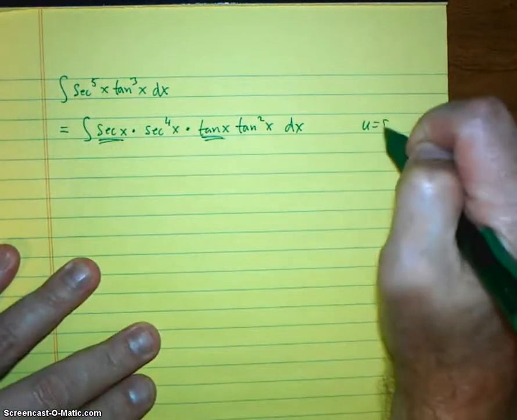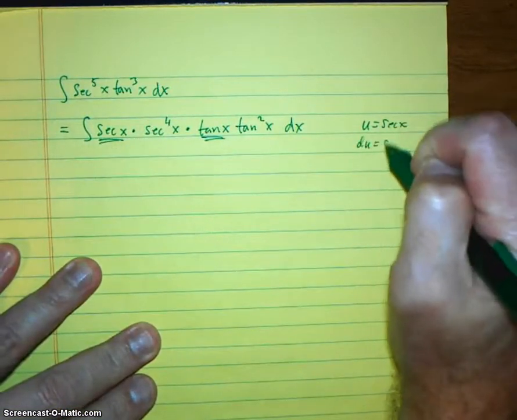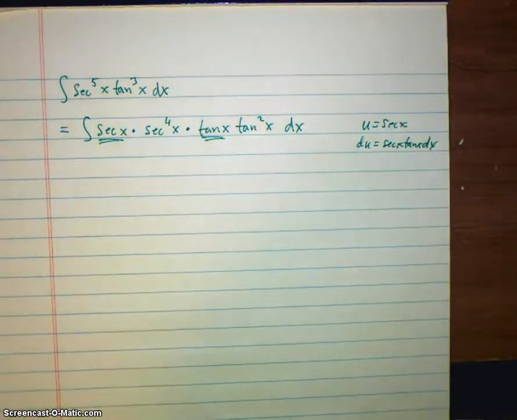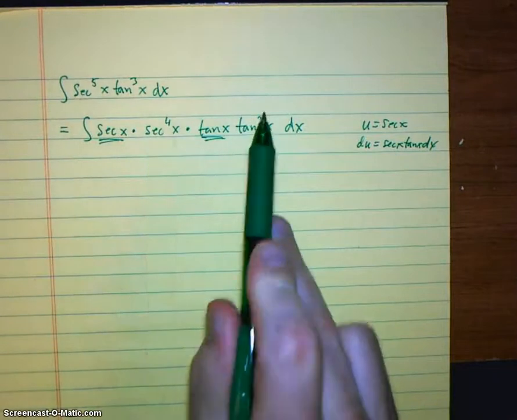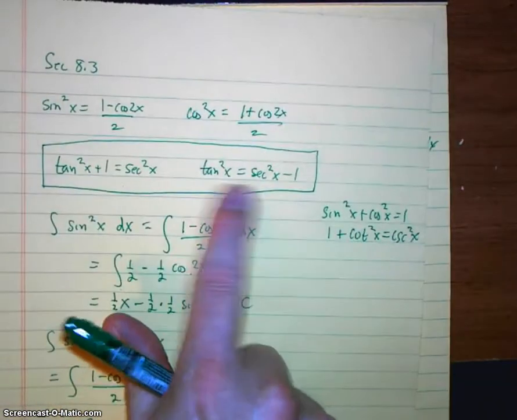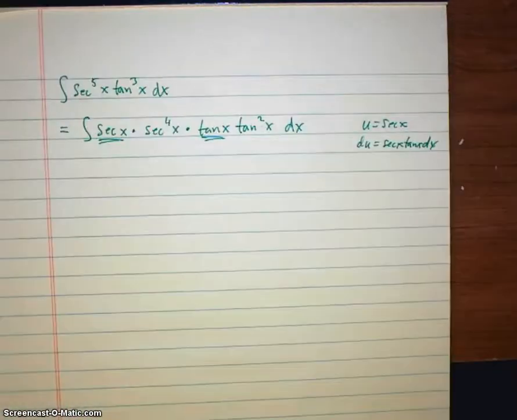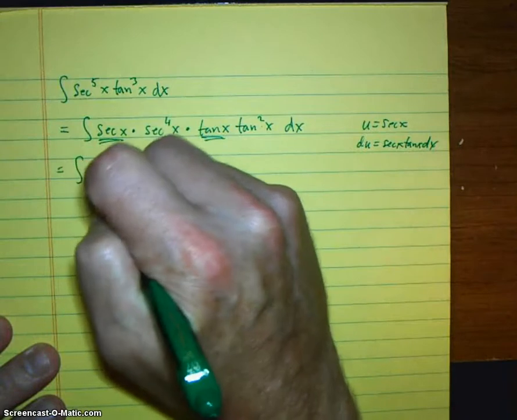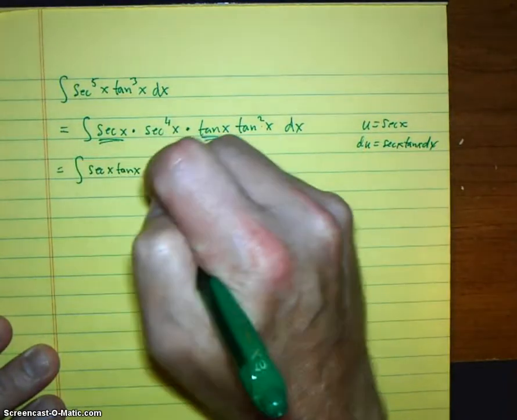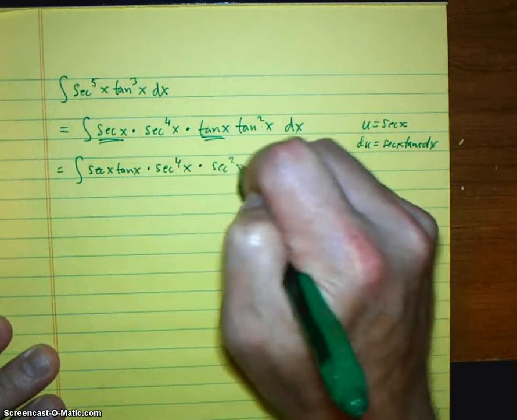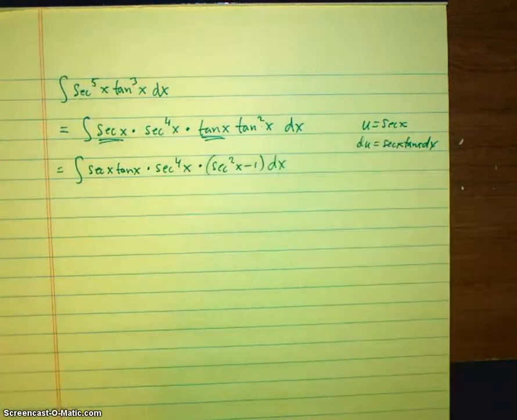Eventually, we're going to let u be secant x, and du will be that secant x tangent x that we've saved. So I want u to be secant, so I want to keep that one. I want to convert that one. All right, so let's see. Tangent squared is secant squared minus 1. So this becomes integral. Just going to rearrange a little bit. I'm going to write secant x tangent x times secant to the fourth x times secant squared x minus 1 dx. And now we're ready for our u substitution.